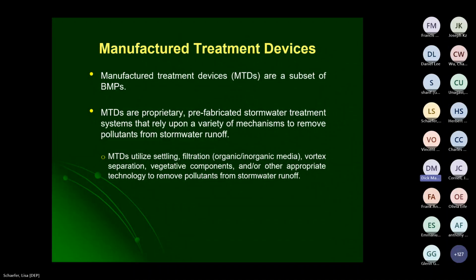The mechanisms they use are settling, filtration, organic and inorganic media, vortex separation, vegetative components, and other appropriate technology to remove pollutants from stormwater. I said settling in the beginning; that was probably more settling related to Stokes' law settling, so to speak. Okay, next slide.